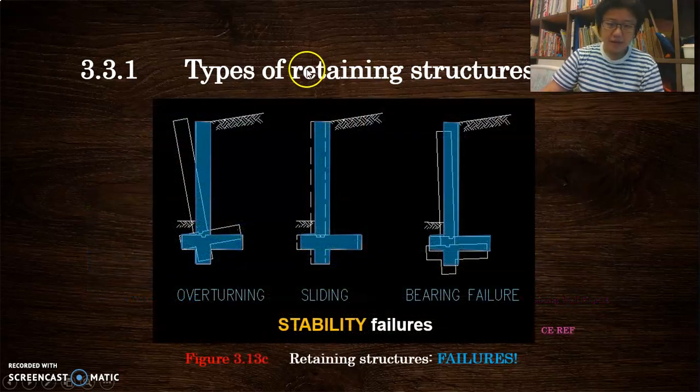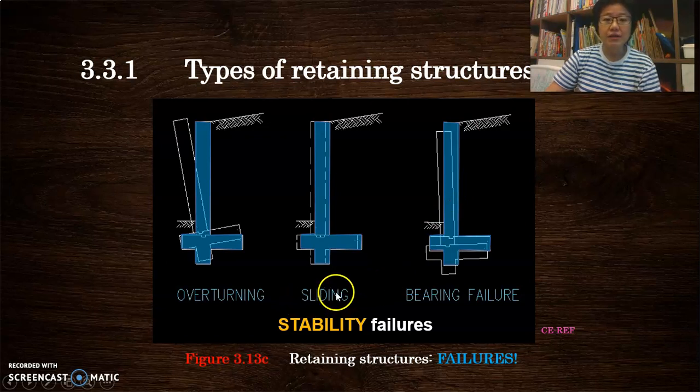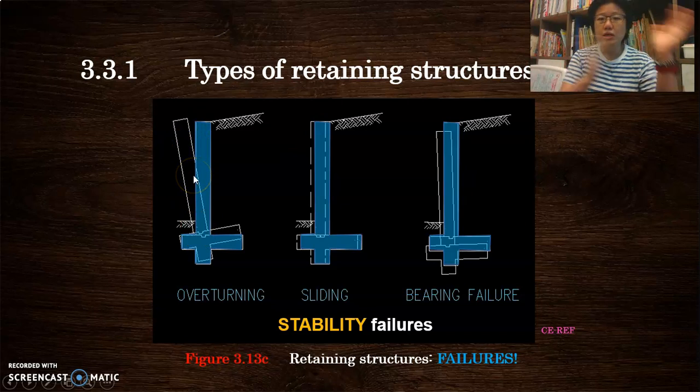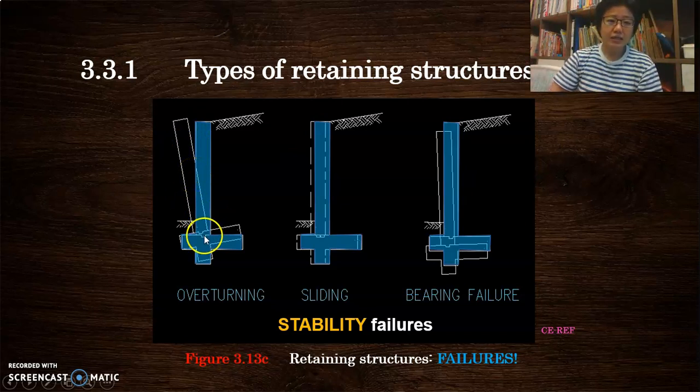Okay, when we analyze retaining walls or retaining structures, we'll look at them in terms of two categories. First is the stability failure, which is looking at the wall as a whole. So you could have a problem of overturning, as you can see here, overturning at a certain point. So this is obviously a moment problem, right? The wall is not breaking up or anything. It's just the whole body of the wall is toppling over, and it has a certain point here.